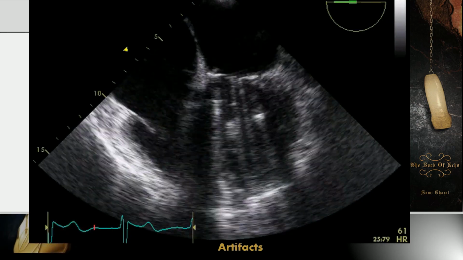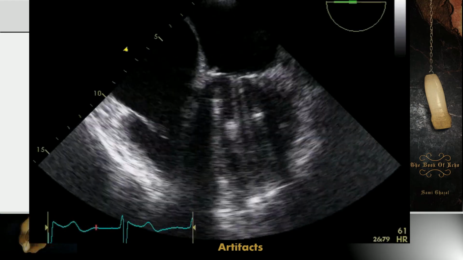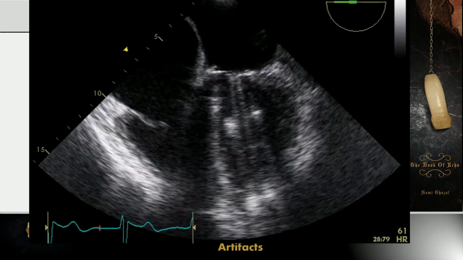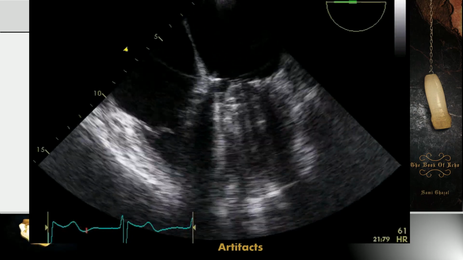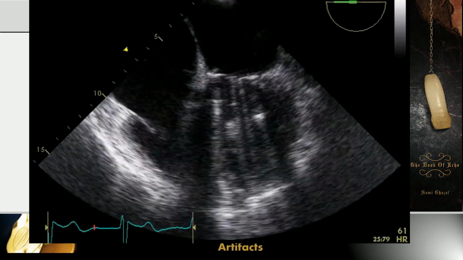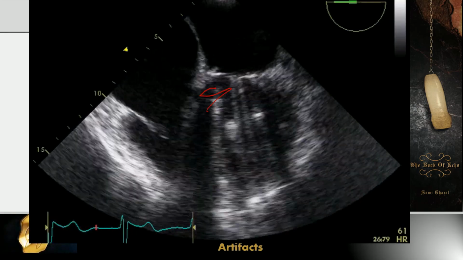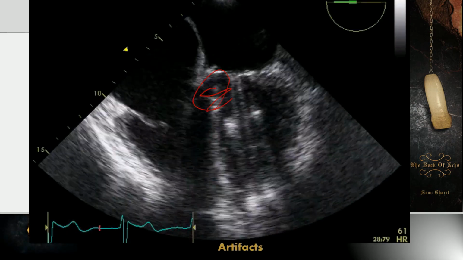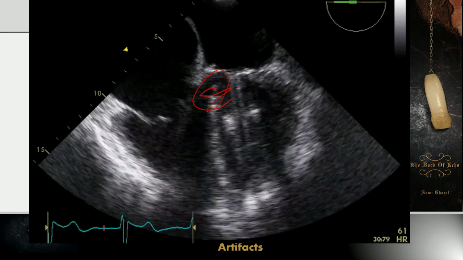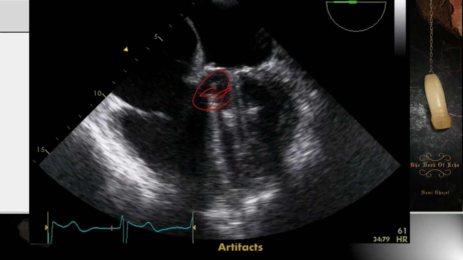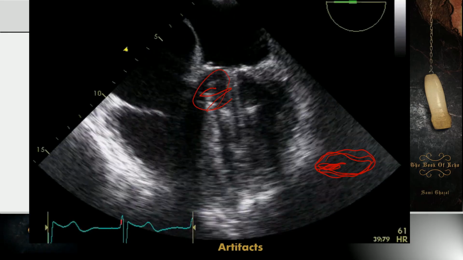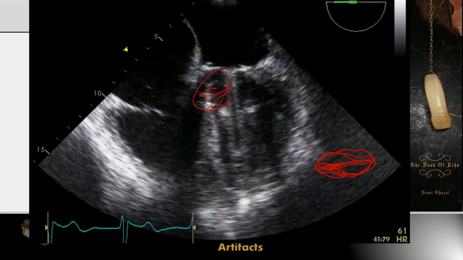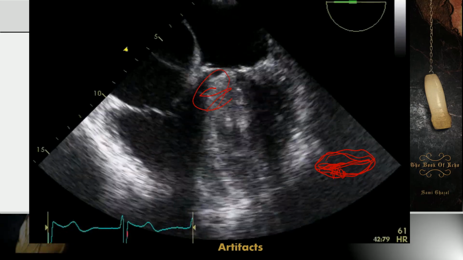Reverberation artifact can have different shapes. So for example, in this transesophageal image, we have a mechanical valve here with mechanical leaflets. So in a mechanical valve, the object and the reflector might be very close to each other. Maybe we have the sewing ring, and then we have a leaflet inside, and then we have reverberation between the leaflet disc and the sewing ring. So they are very close to each other.